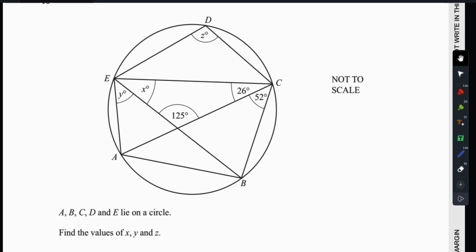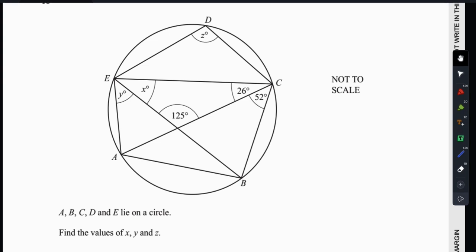Angles subtended by the same chord, and they appear on the circumference, right? Before we start attempting to answer the question, what I'll urge you to do is try to fill in all the missing angles on the diagram before you start picking out what is X, what is Y, and what is Z. Okay, so let's look at AB.